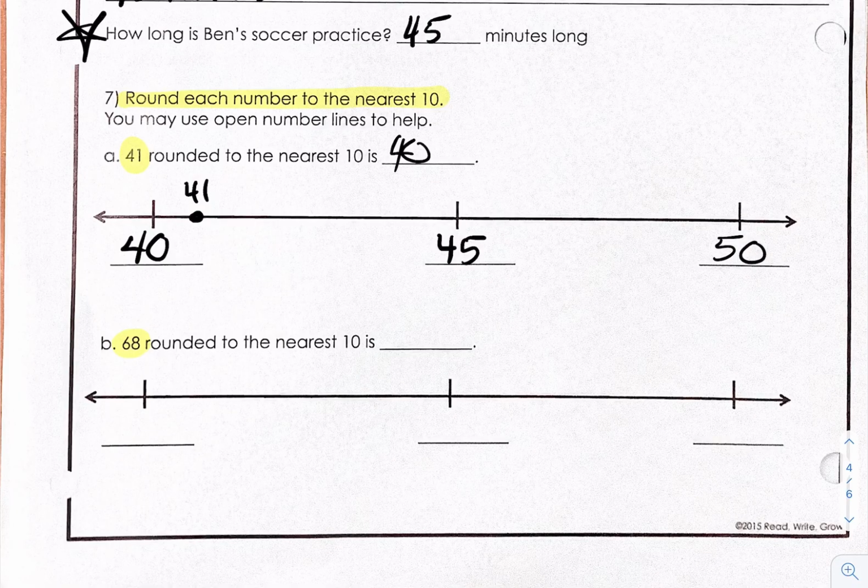Let's look at 68. Well, I look at 68 and I see that the 10 that's going to go right below that would be 60. What's 10 higher than 60? 70. And when I go, what's halfway between 60 and 70? Well, halfway of 10 is 5. So 65. Now I need to place my number of 68 somewhere. Well, it's definitely higher than 65, so I'm going to put it here. So 68 is closer to 70.